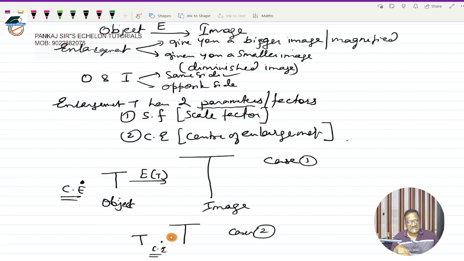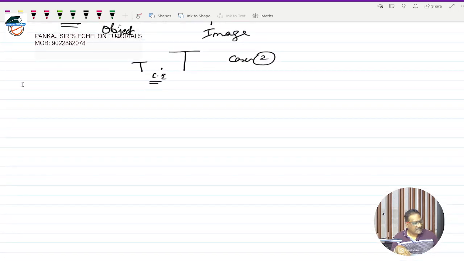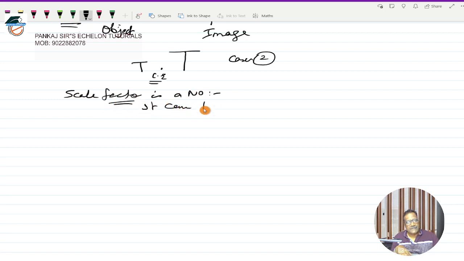Let us talk about what is scale factor. Now scale factor is a number. Now this number can be positive or negative. That is one classification: the number can be classified into positive and negative. Second thing is, it can be a whole number or an integer, or a fraction.